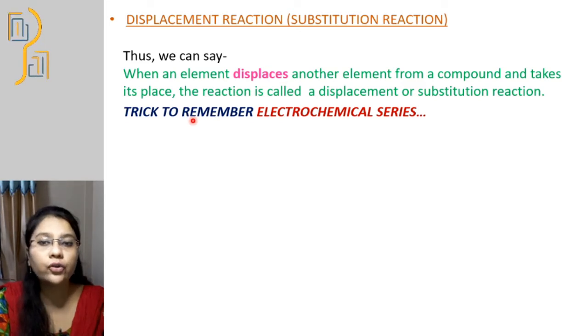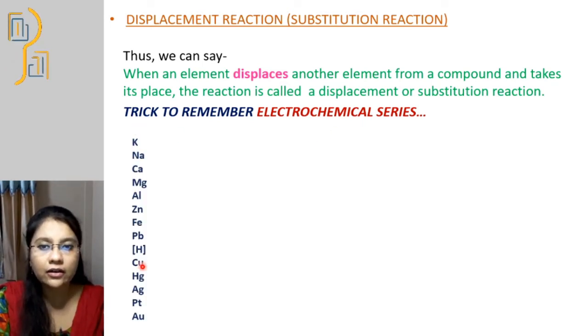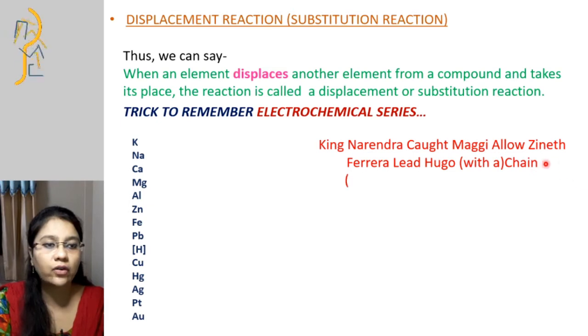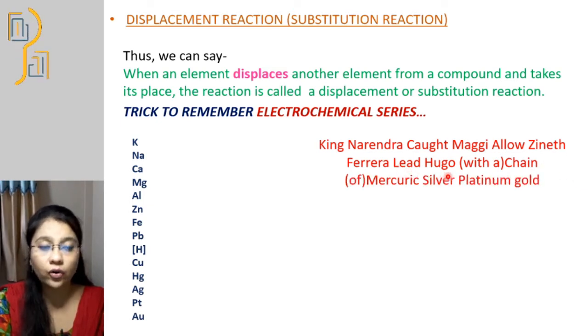Now how will you remember this electrochemical series? There is a trick which you can use for your reference. You can see this is the electrochemical series where the elements are denoted by their symbols. To remember this, you can simply learn this statement: King Narendra caught Maggie, allow Zinat Ferreira, lead Hugo with a chain of mercuric, silver, platinum, gold.